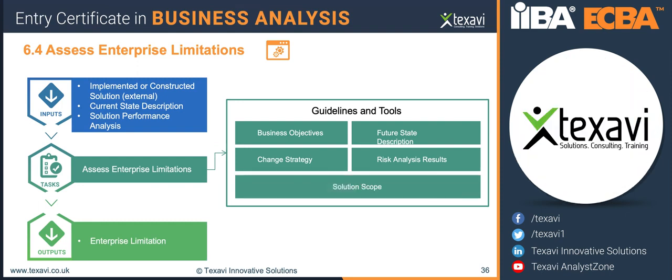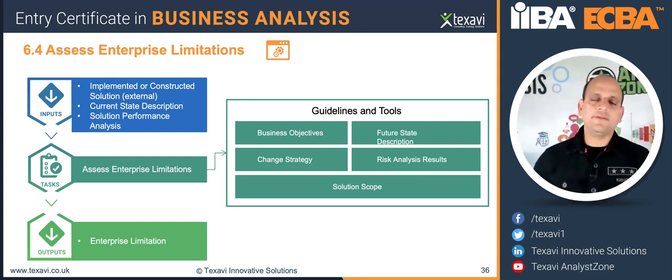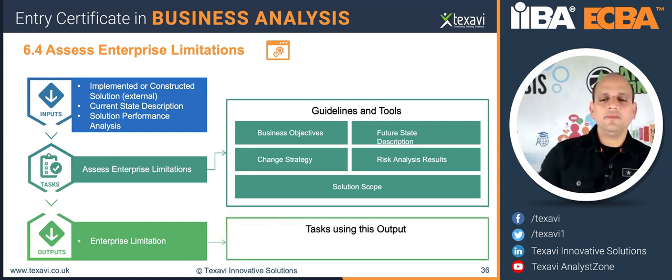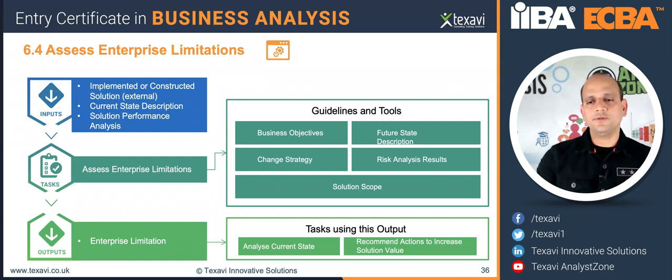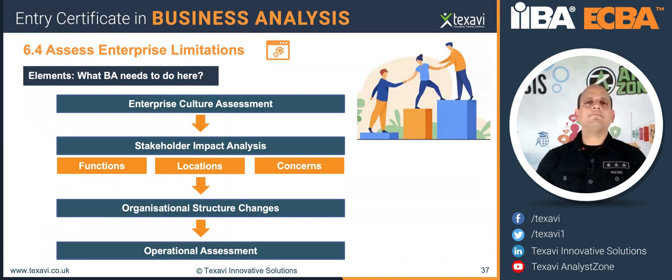Yeah, I got that. And the solution scope again is very important, because that sets out the boundaries within which we're going to operate. The tasks where you would potentially use this enterprise limitation output as an input are analyze current state and recommend actions to increase solution value. These are the related tasks connected to this output, which is the enterprise limitation, or organizational limitation, whatever you call it.